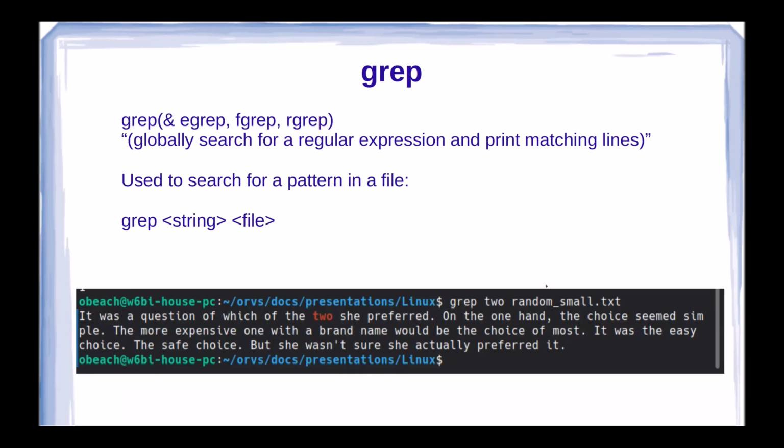And in the example, I grepped, grep is a verb, grepped is past tense. I grepped for the string TWO in the file random_small.txt. And you can see it printed one spot where it found it, and in bash, it highlights it so it's easily found. So it's very handy for looking for stuff in text files.